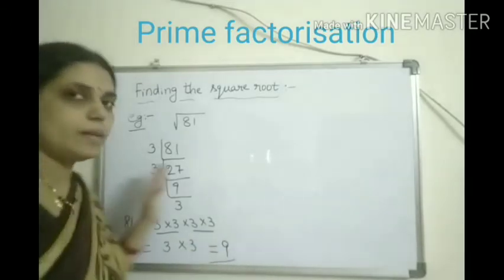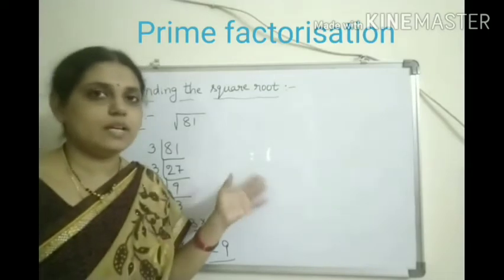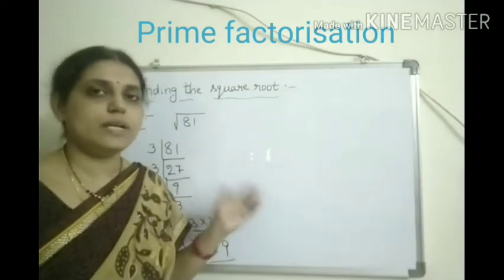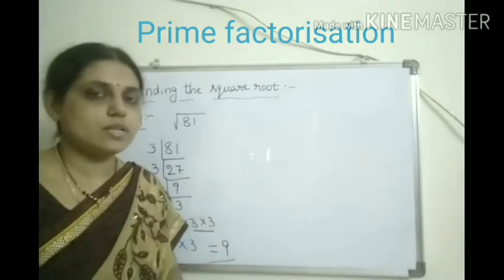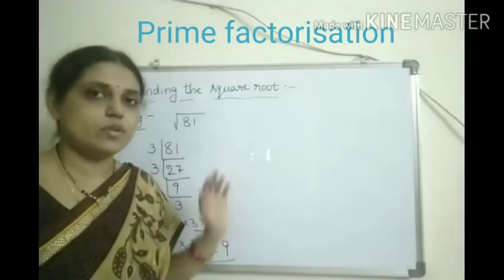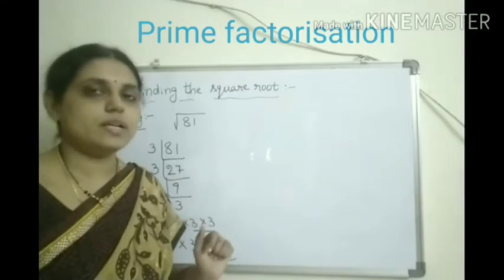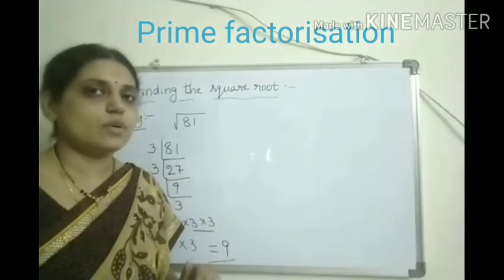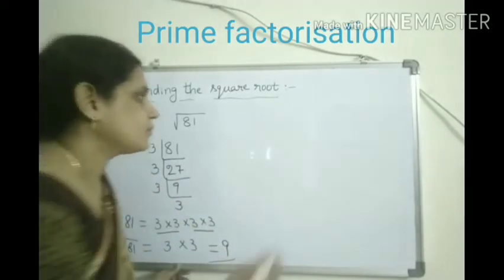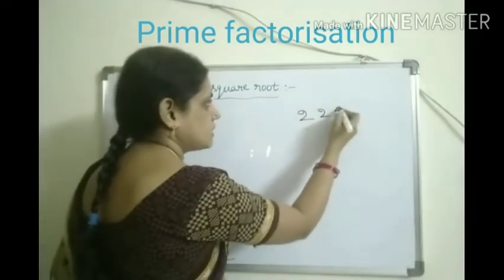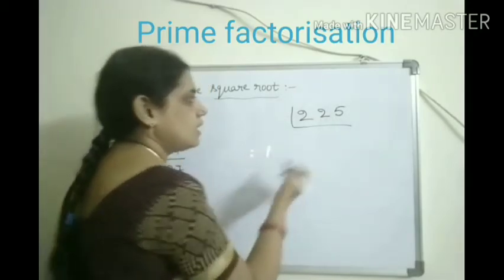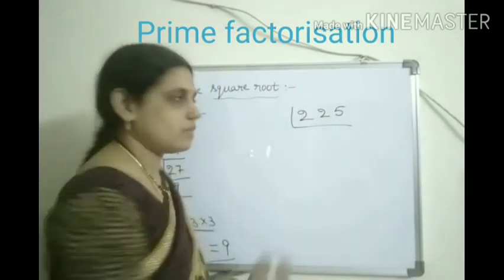Actually, for simple numbers like 81, definitely we can recall the tables and immediately say what the square root of 81 is. But if large numbers are there, then we have to do prime factorization to find the square root. Okay. So here one more example I will give, maybe 225. Just for example, 225. So for 225 we have to do prime factorization.